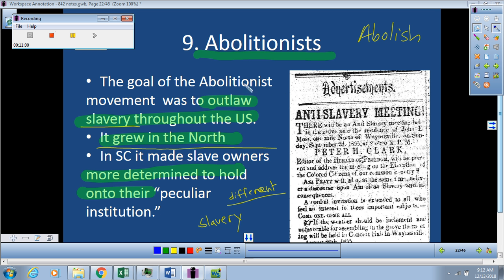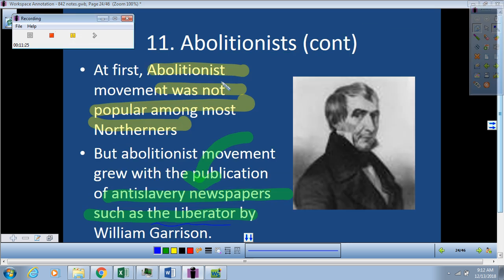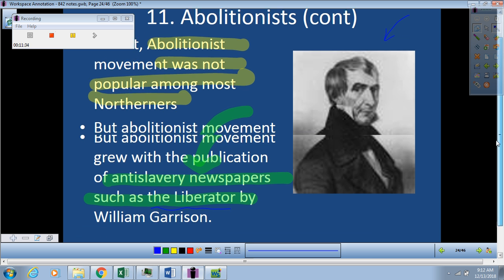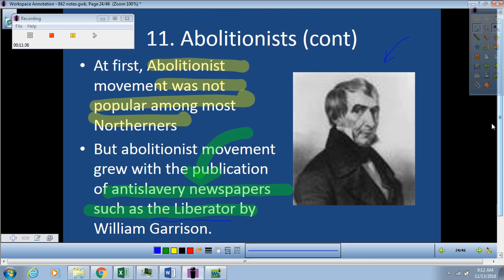So, the abolitionist movement. The goal of the abolitionist movement was to outlaw slavery in the U.S. It grew in the North because of anti-slavery materials such as the Liberator. However, it made South Carolina slave owners more determined to hold on to their peculiar institution, what they referred to slavery as. At first, the abolitionist movement was not popular among most Northerners. However, the Liberator, published by William Lloyd Garrison, would increase its popularity, as well as other anti-slavery newspapers.